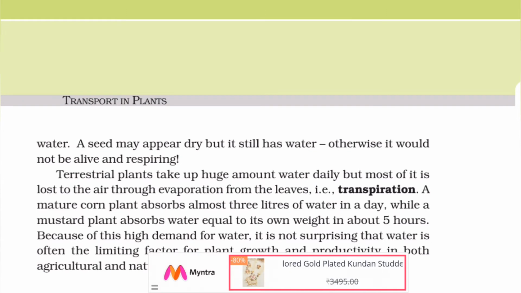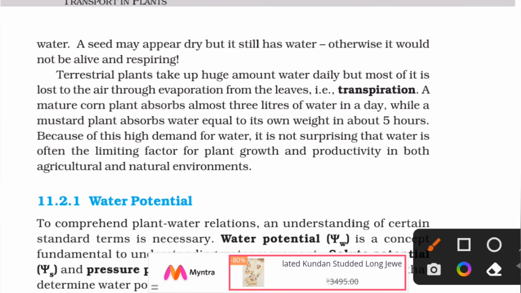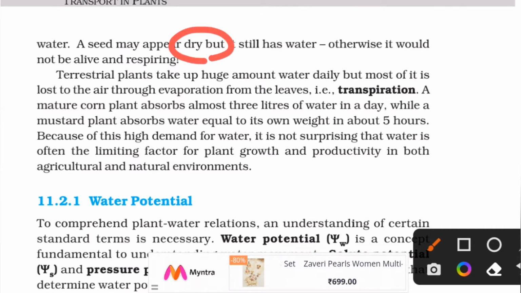Like in the case of seeds, the appearance of the seed may be dry, but still it has water inside it, because without water no living organism can survive, there can be no life or no respiration.